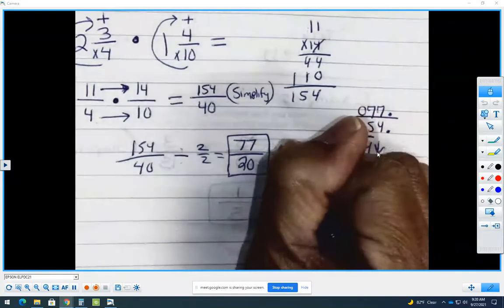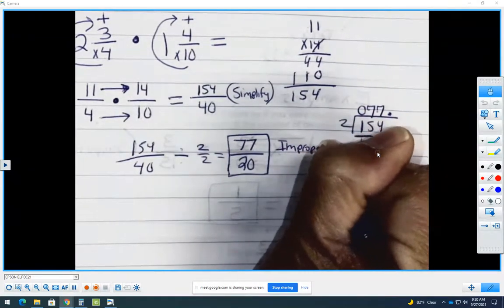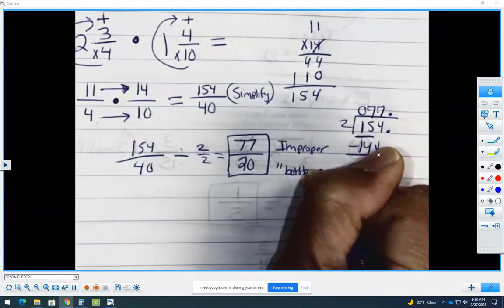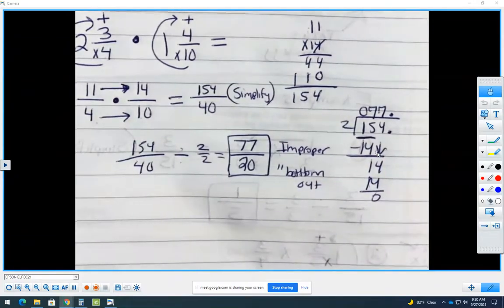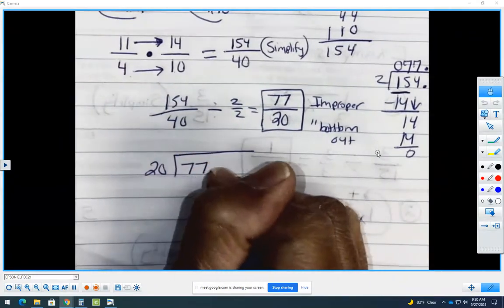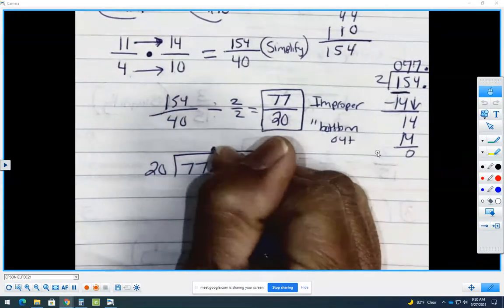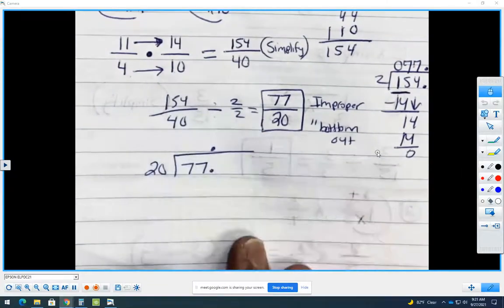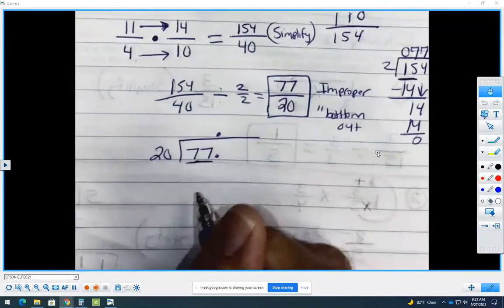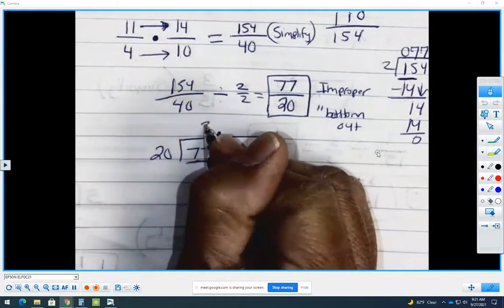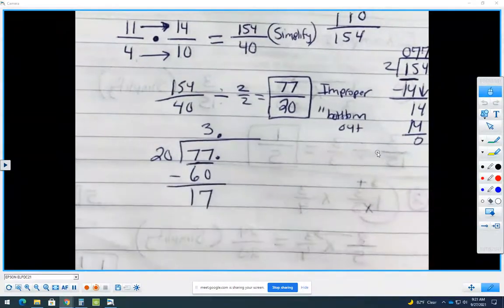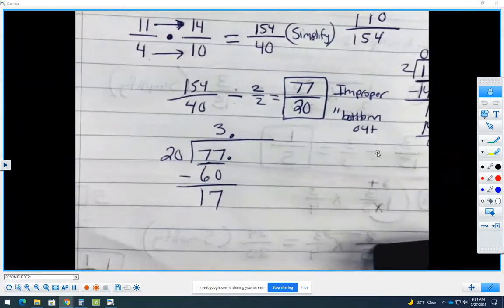However, this is what? Improper. So what's the next thing to do? Bottom out, so we can find the wholes. So bottom out. 20 goes out, 77 goes in. I put my decimal here just so I can identify who's the wholes and who are the parts. So here we go. 77 divided by 20, 3 times 20 is 60, right? Do we drop a 0? No, because we're working with fractions.